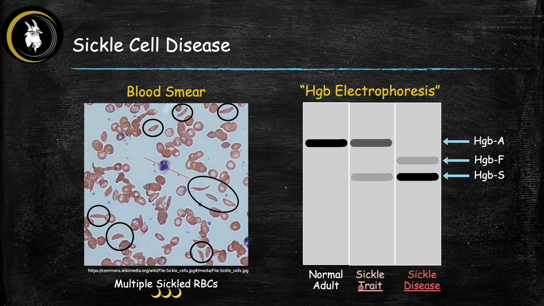And then in between them, we have sickle trait. This is someone who's heterozygous, so 1 normal and 1 abnormal gene copy. And what you see here is most of their hemoglobin is a normal hemoglobin A with only a little bit of hemoglobin S. And that's why this is mostly asymptomatic unless in significant hypoxic conditions.